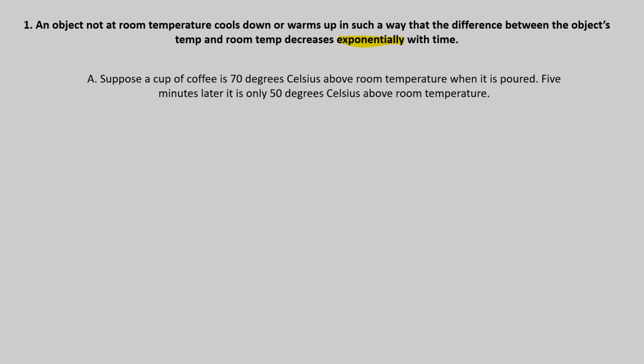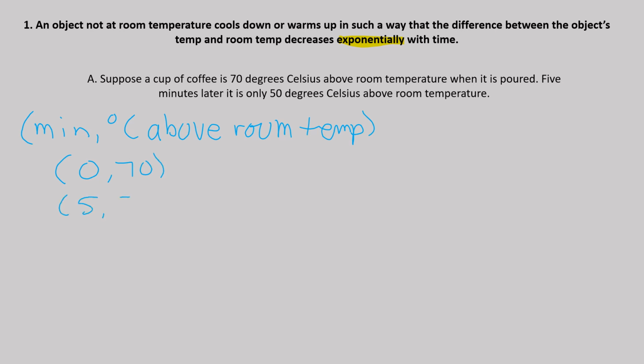So suppose a cup of coffee is 70 degrees Celsius above room temperature when it is poured, but 5 minutes later it is only 50 degrees Celsius above room temperature. So we have two ordered pairs. They're going to have minutes in the x and the degrees Celsius above the room temperature as the y. And those ordered pairs are (0, 70) and (5, 50).